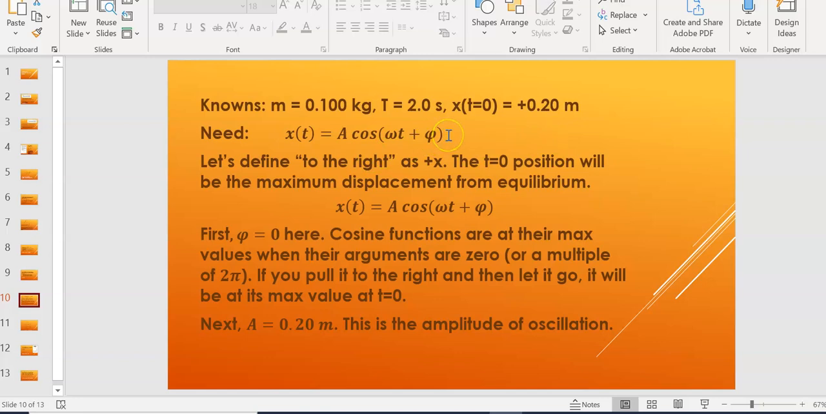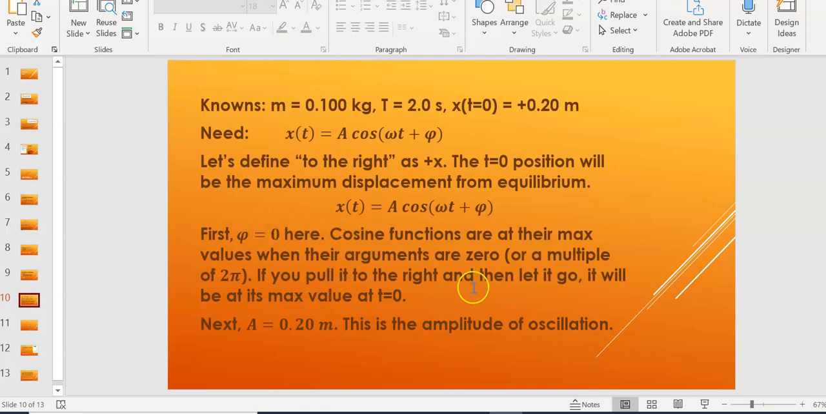I need to write my equation. Well, that also kind of solves what equation I'm going to use, doesn't it? So x of t is equal to A cosine of omega t plus phi. This is a 1D problem, so let's define to the right as plus x. The t equals 0 position is going to be the maximum displacement from equilibrium. If that's the case, then I don't need to shift my cosine function left or right, because by definition, a cosine function with no phase constant is at its max when t is equal to 0, because the cosine of 0 is plus 1, which is the maximum of a cosine function. So my phase constant phi is 0 here.